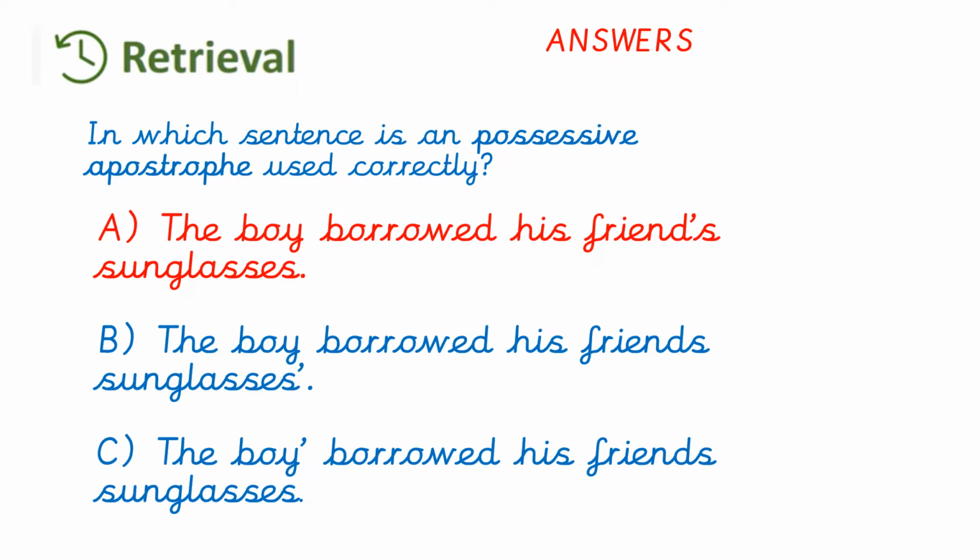And here is the answer. So hopefully you decided on the answer A. The boy borrowed his friend's sunglasses with the possessive apostrophe after friend, because the sunglasses belong to his friend.